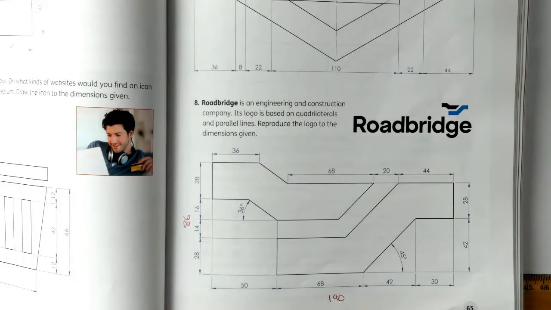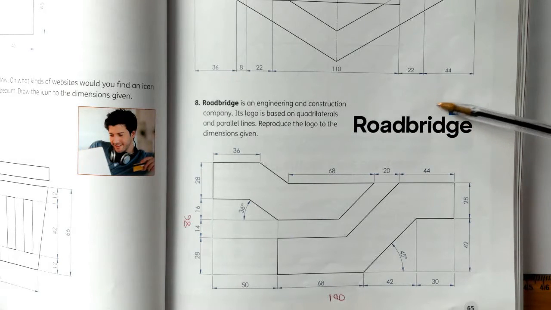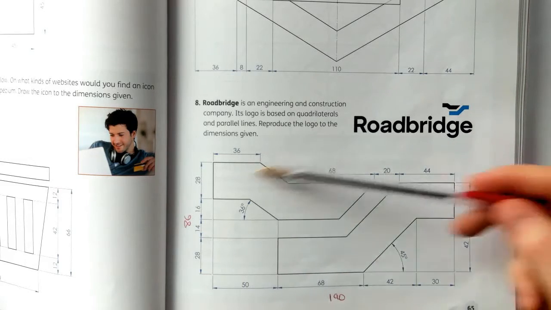Hi folks, so the question we're doing today is based on the chapter on quadrilaterals in the World of Graphics textbook, page 65, and specifically the question we're doing is question 8 here on the Roadbridge logo. We can see the lettering here, but the logo is actually up here in the top right hand corner, and we can see the line diagram with the measurements down here.